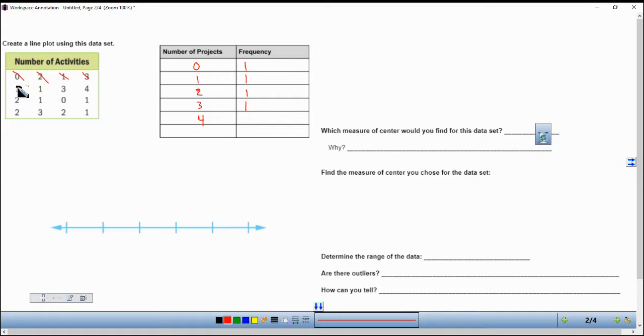All right, this number of activities. I wish there was a question that went with this because I'm not sure what this means, number of activities, but perhaps if I could guess, it may be the number of activities that students did over a weekend, maybe. I'm not 100% sure about that, but that could be it.